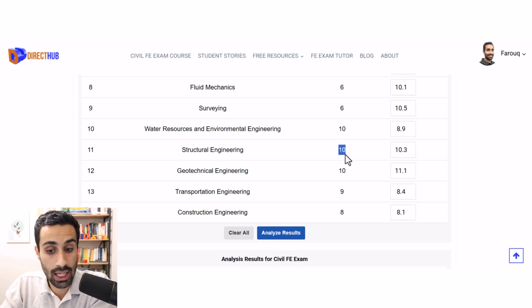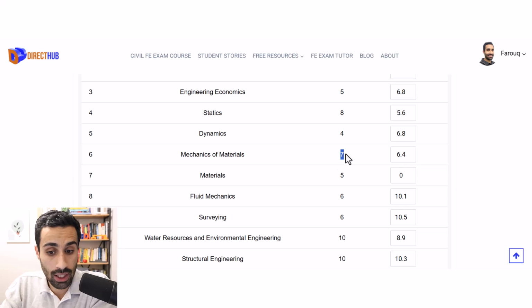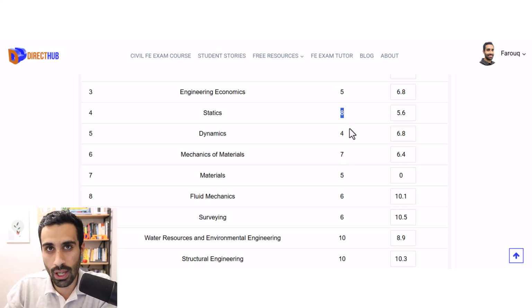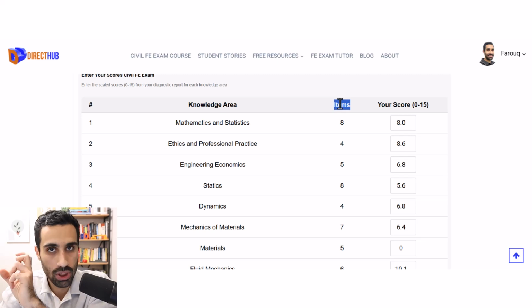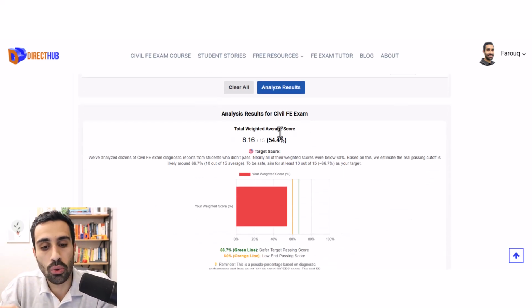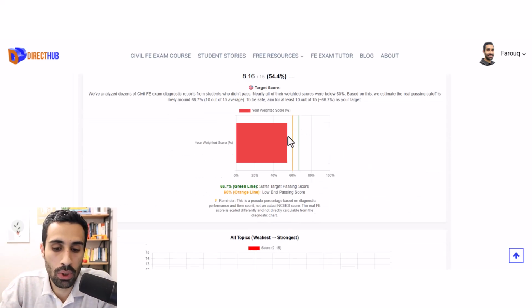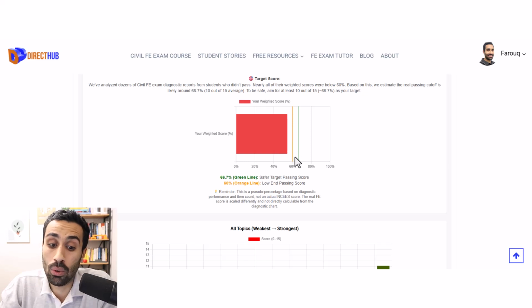This has 10, it has 10, it has 10. Mechanics and materials has 7. Statics has 8. So we account for that weight to account for the distribution of the number of questions or items that are actually tested. So it is a weighted average score that we get. The goal is to be close to 60% and above.